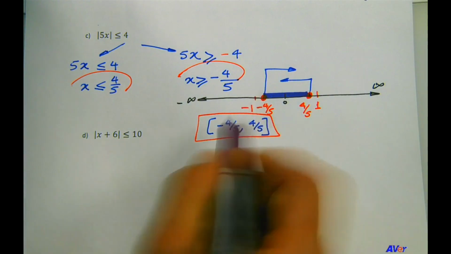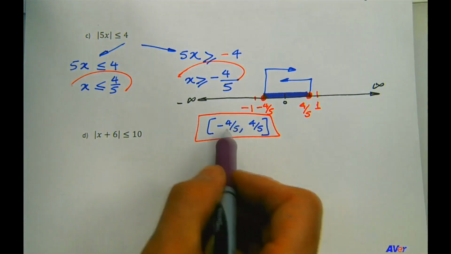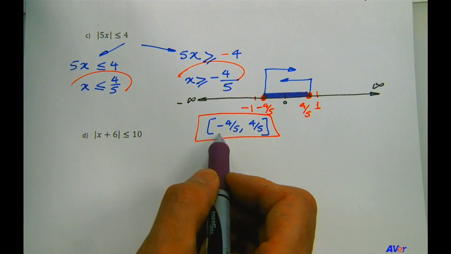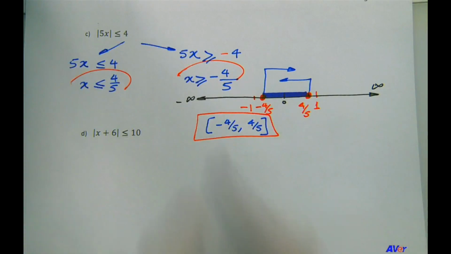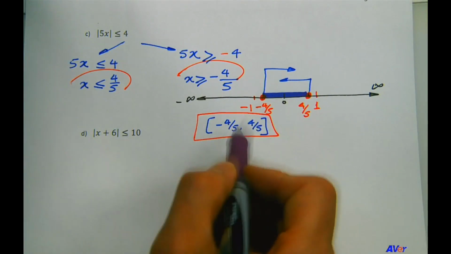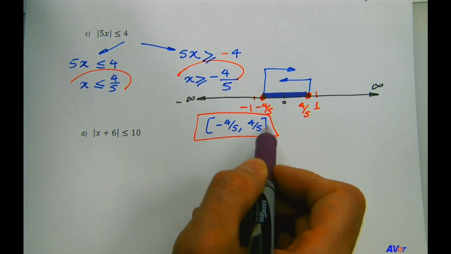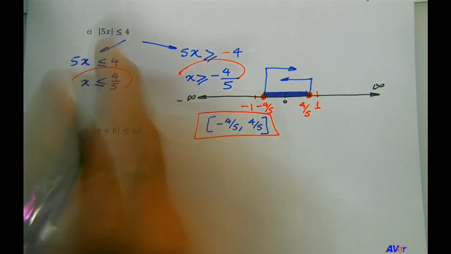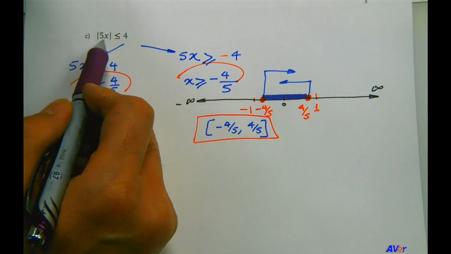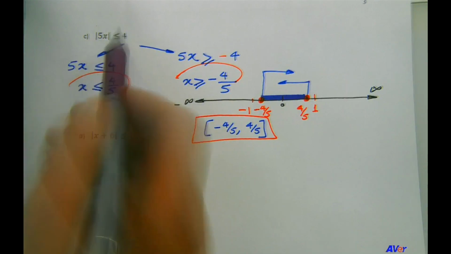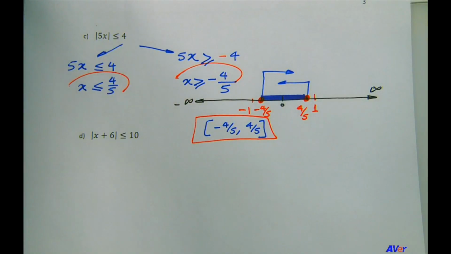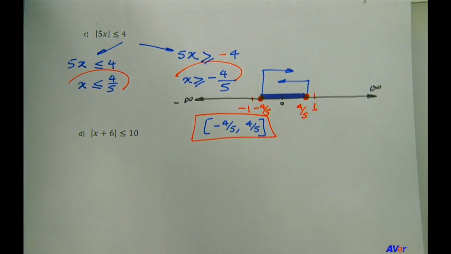Or you can test a number outside of this interval, and it should not work, right? Such as 1. 1 and negative 1 are outside of this. So let's plug in 1 for x. 5 times 1 is 5. Is 5 less than or equal to 4? No. So it didn't work out, and it shouldn't, because 1 is not part of this solution.